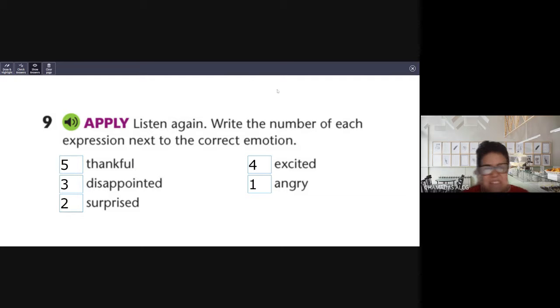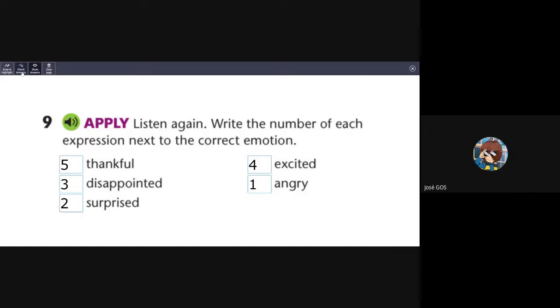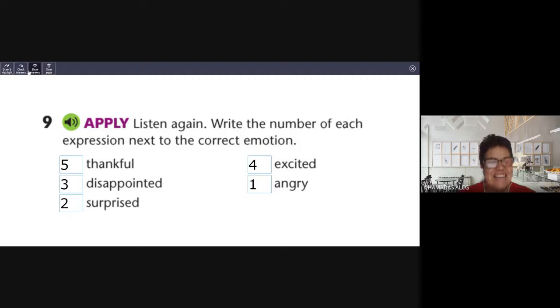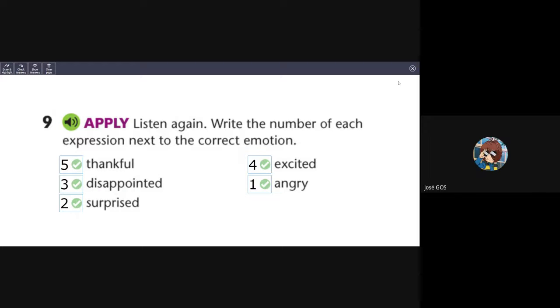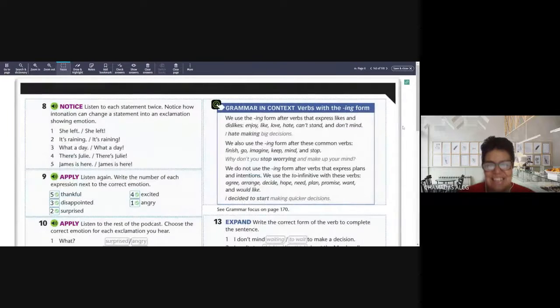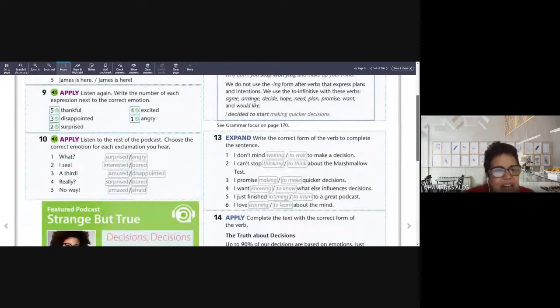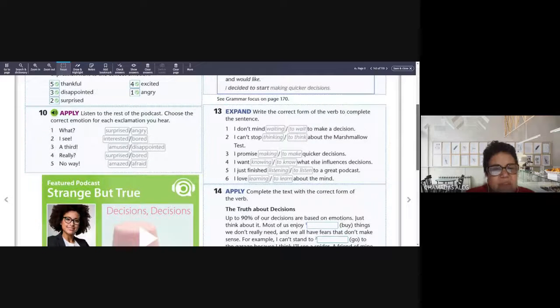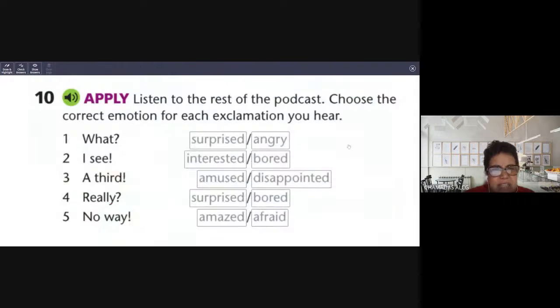Okay, it's okay. Now it was easier to feel it the third time. Yes, the relief, then. Yeah, that's true. All right, people. So now listen to the rest of the podcast here, number 10. Choose the correct emotion for each exclamation you hear. Okay. So we're going to see the exclamations and then we will decide. Okay. So let's see.